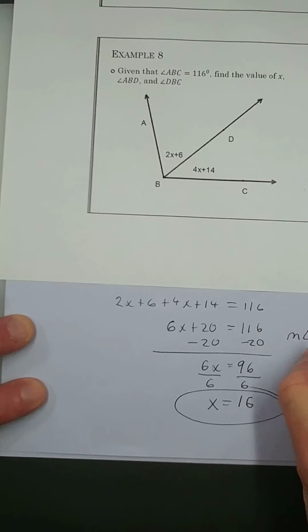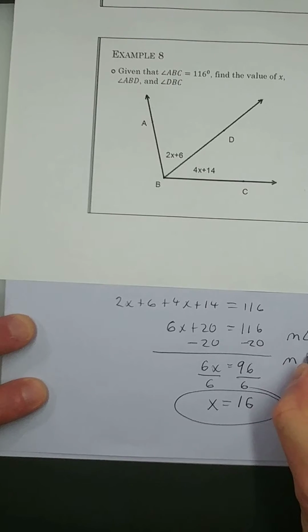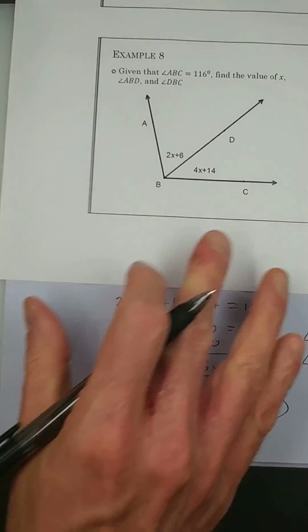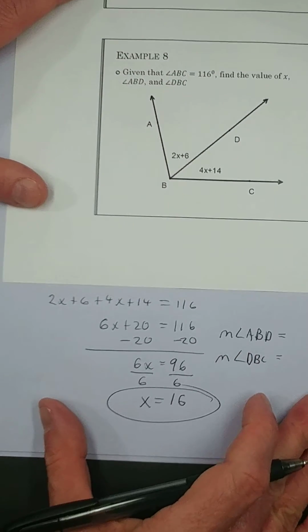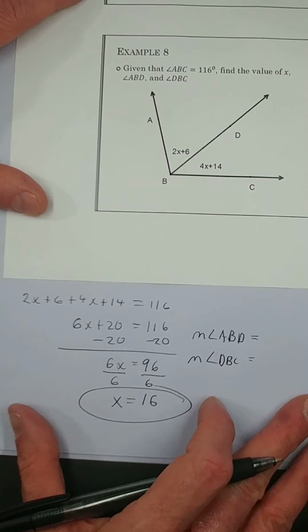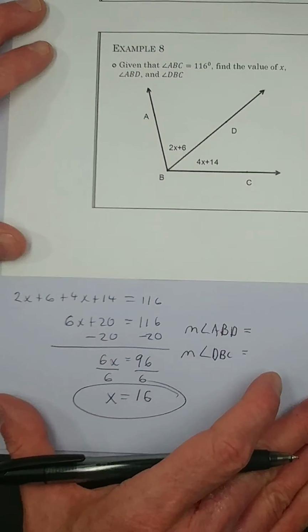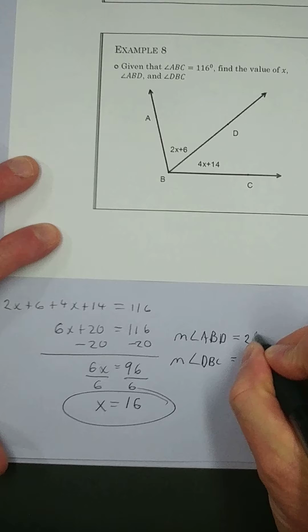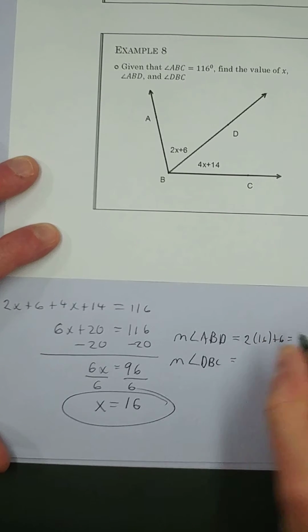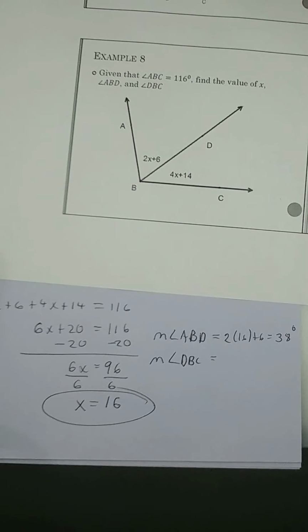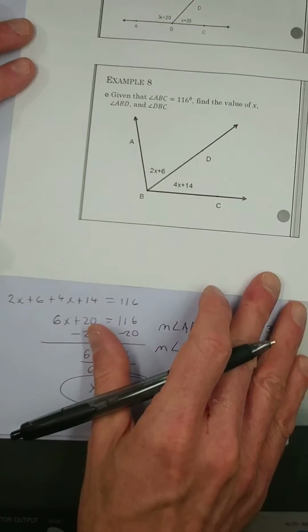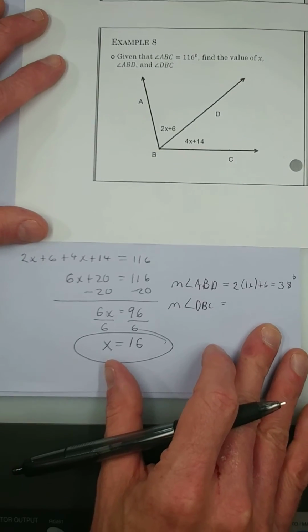And then your two angles ABD and DBC will be as follows. And I got to slide this over so you can see it. Will be 2 times 16 plus 6 is 32 plus 6 is 38 degrees. Well, I'm going to have to zoom out here. Hopefully it will be large enough to see that.